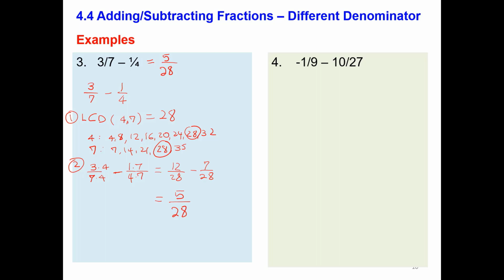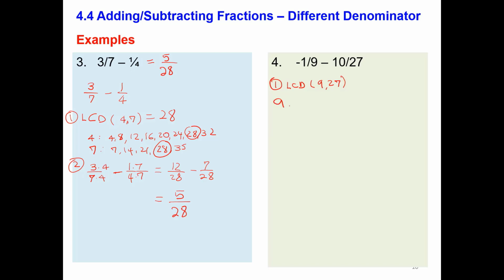The next, we want now to add together 1 over 9 minus 10 over 27. And what we have to do in this case, step number 1, is to find the LCD. 27. Again, if you know what the LCD is, go ahead. You can skip the step of finding the factors. But if you need to do that, just write the factors.